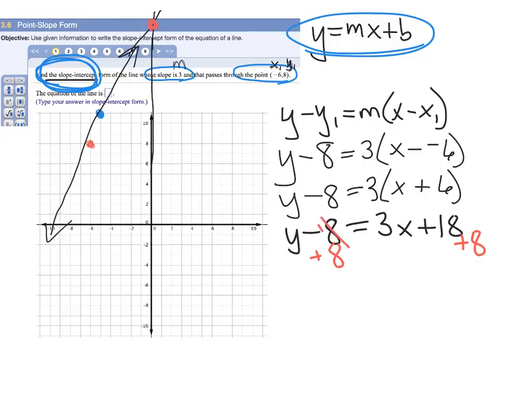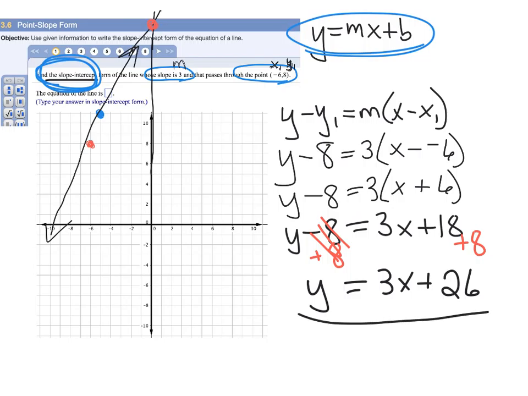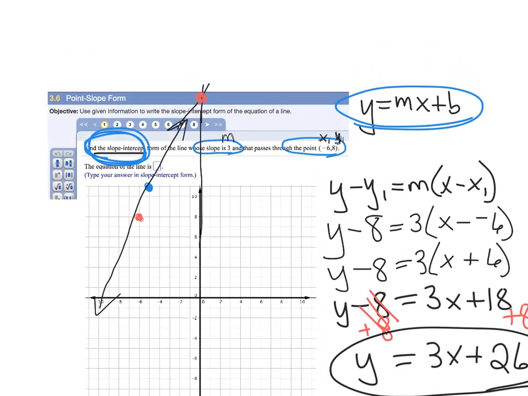Adding 8 makes that a 0. So you end up with y equals 3x plus 26. And that is your slope-intercept form. What does that mean? It means that when we were going up this line, the line was finally going to cross the y-axis at (0, 26).